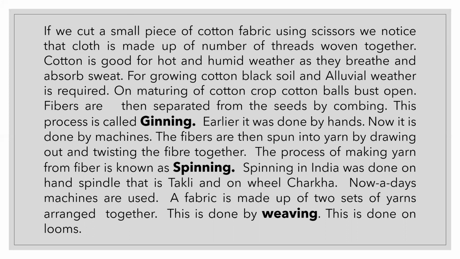Spinning in India was done on hand spindle, that is takli, and on wheel, charkha. Nowadays, machines are used. Our fabric is made up of two sets of yarns arranged together. This is done by weaving. This is done on looms.